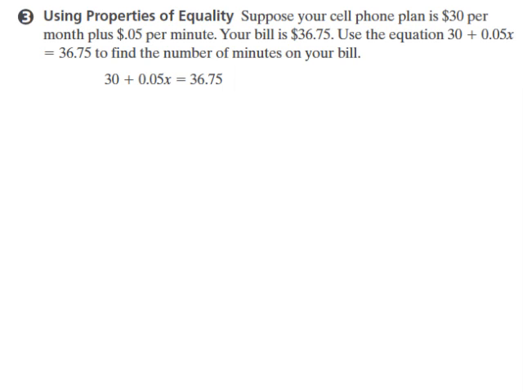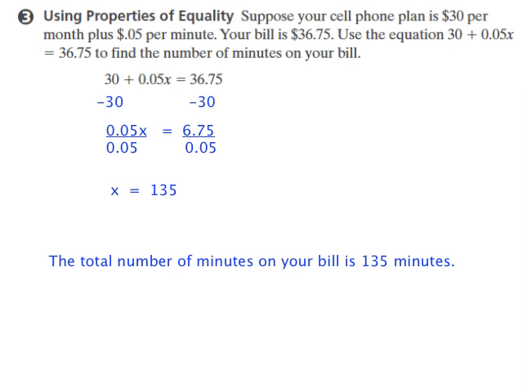The first thing we need to do is subtract 30 from both sides of the equation. When we do that, on the left-hand side, we're left with 0.05x, and on the right-hand side, we're left with $6.75. Now we're ready to divide both sides by 0.05. On the left, 0.05x divided by 0.05 leaves us with x. On the right, 6.75 divided by 0.05 is 135. So, the total number of minutes on your bill was 135 minutes.